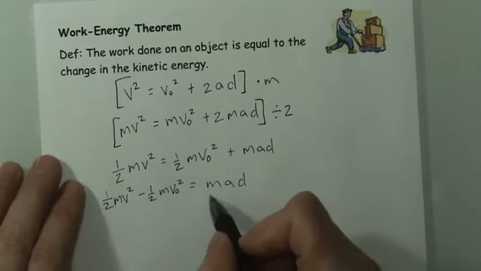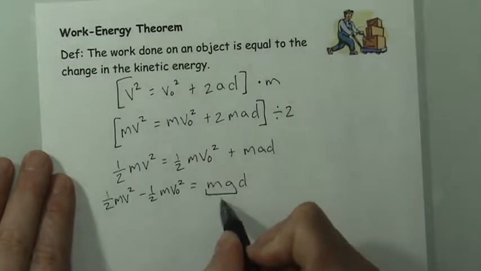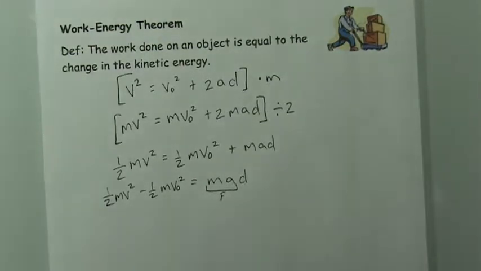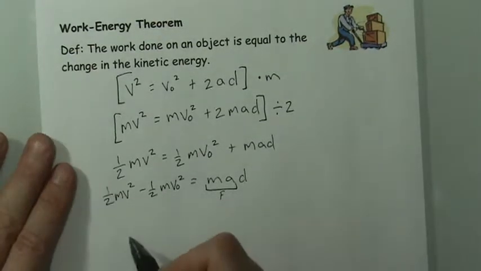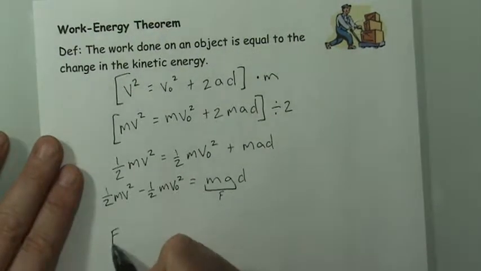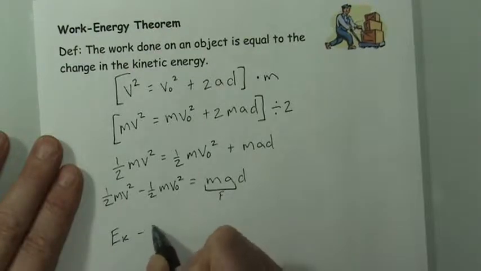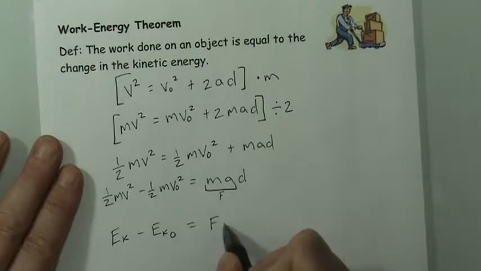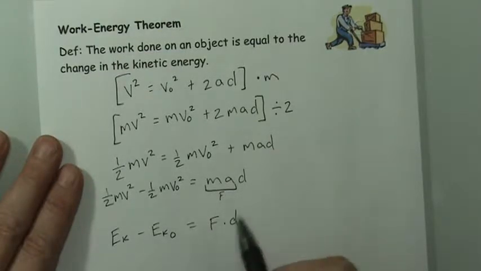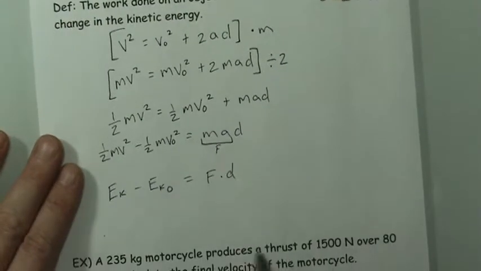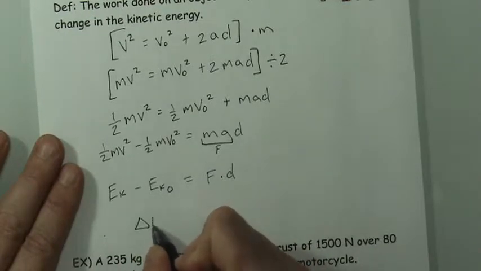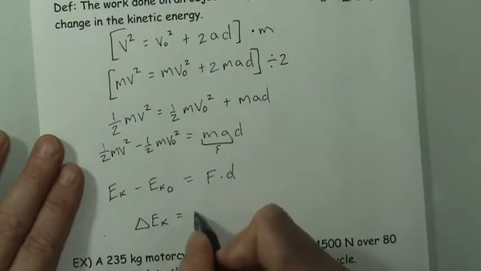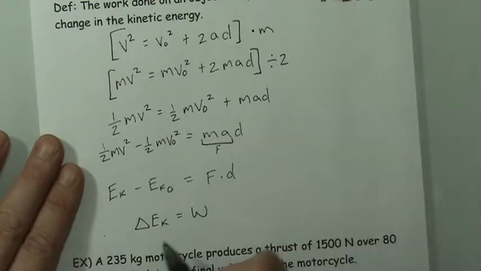On this side, this is obviously the force acting on the object. So ma will be the force, and as a result, what I get is the final kinetic energy minus the initial kinetic energy is equal to F times d, or in other words, the change in the kinetic energy is equal to the work.